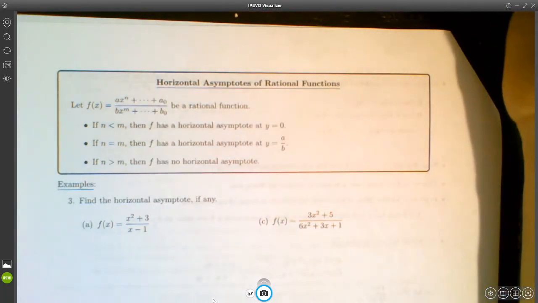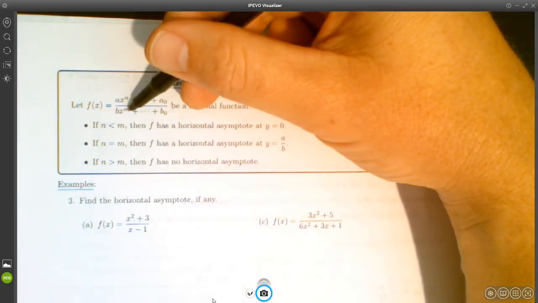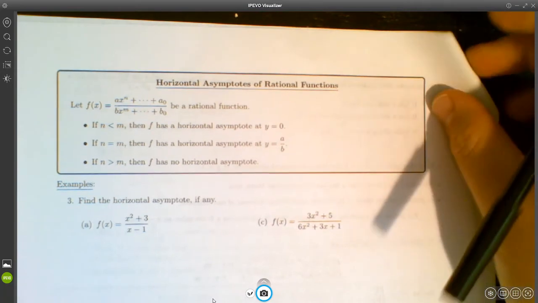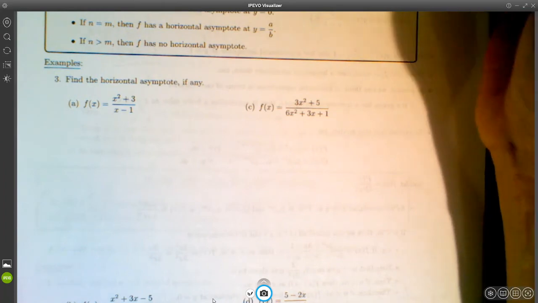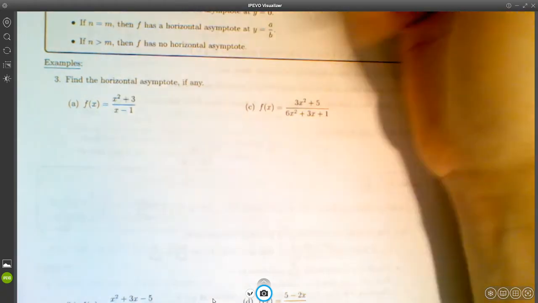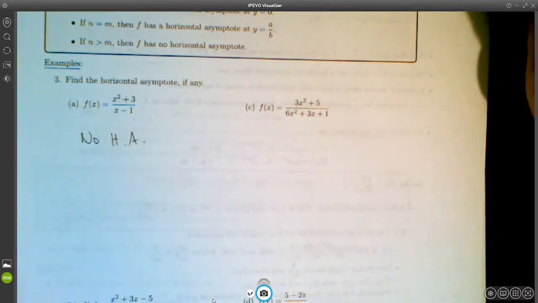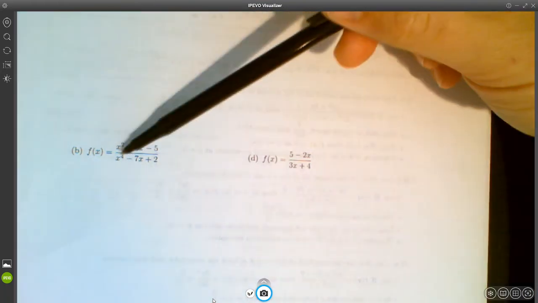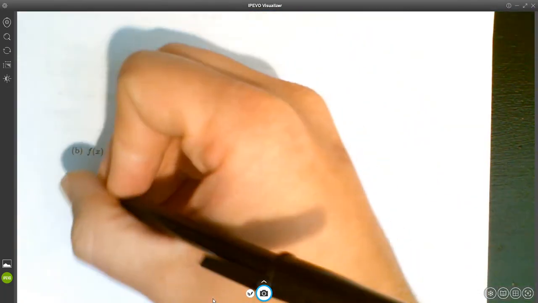Now, there are other kinds of asymptotes, which we're going to talk about in a second. But if the degree of the numerator is greater than the degree of the denominator, then there's no horizontal asymptote at least. So let's practice a little bit. Find the horizontal asymptote, if any. Looking at part A, the degree of the numerator is greater than the degree of the denominator. That tells me right off the bat there's no horizontal asymptote. Looking at part B, the degree of the numerator is less than the degree of the denominator. That tells me that there is a horizontal asymptote at y equals 0.